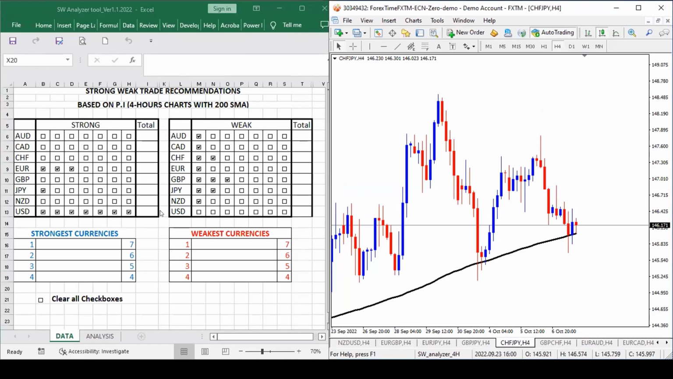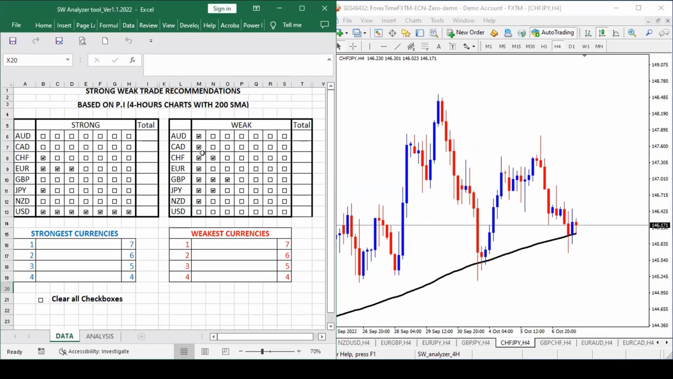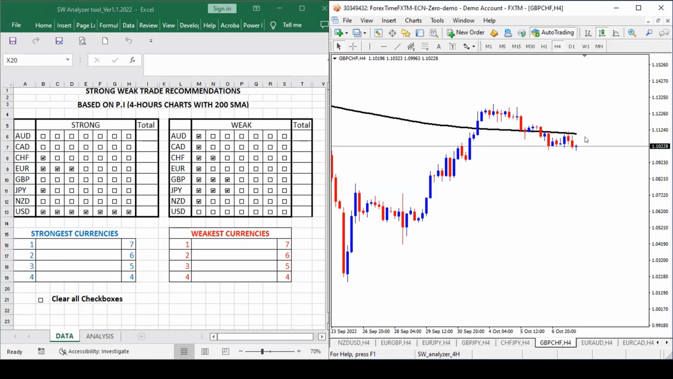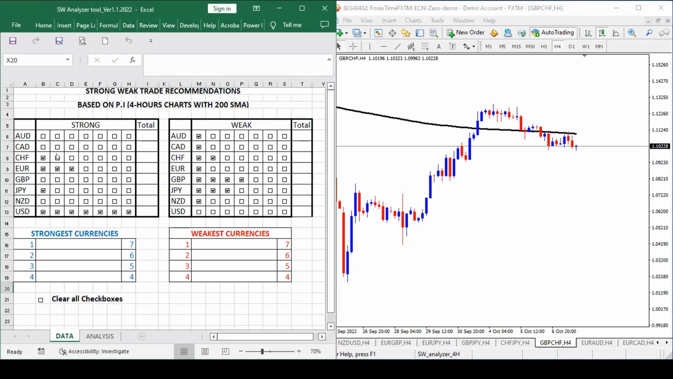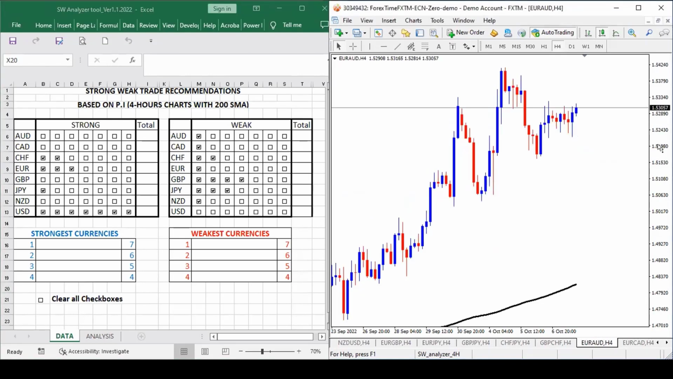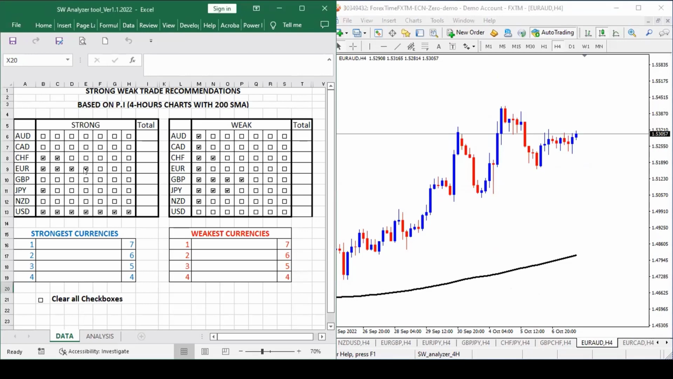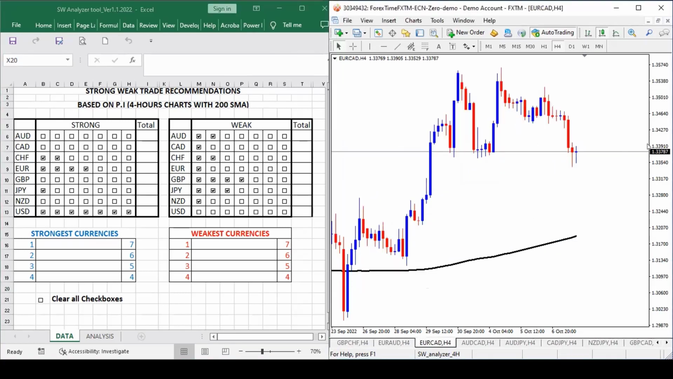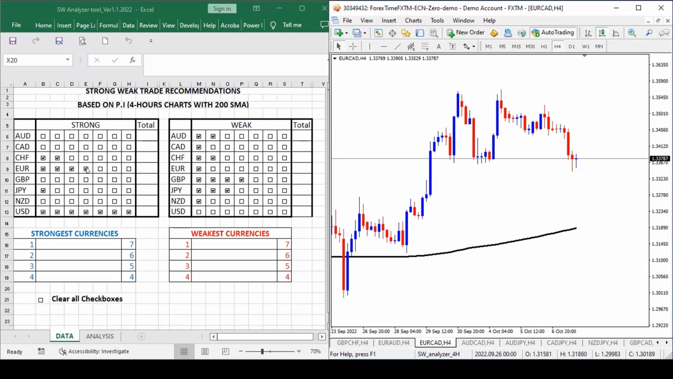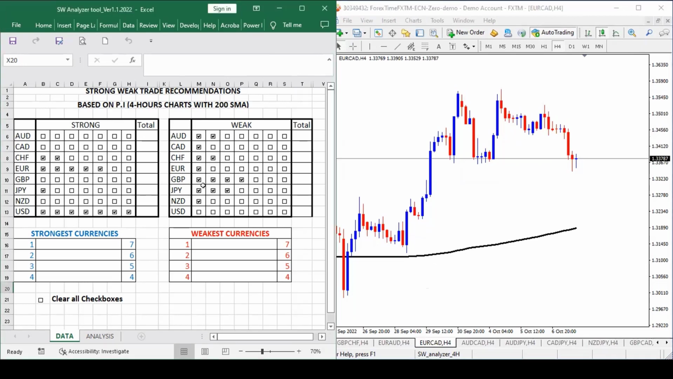CHF JPY, CHF has an up arrow and the yen has a down arrow. Pound CHF trading below the line. That means the pound has a down arrow and the CHF has an up arrow. Euro AUD trading way above the line. That means the Euro has an up arrow and the AUD has a down arrow. Euro CAD trading above the line. That means the Euro has an up arrow and the CAD has a down arrow.